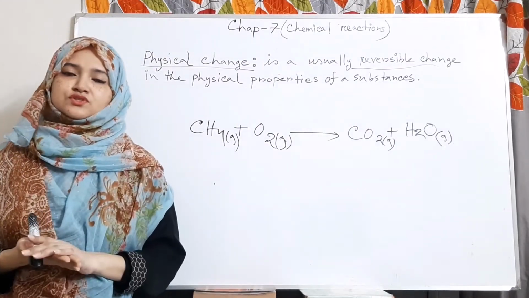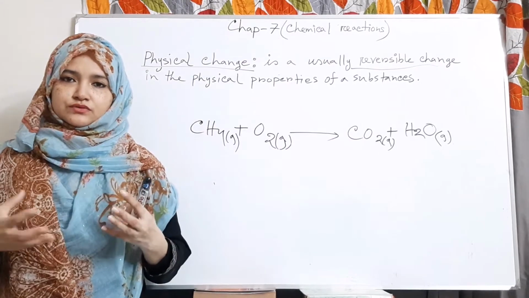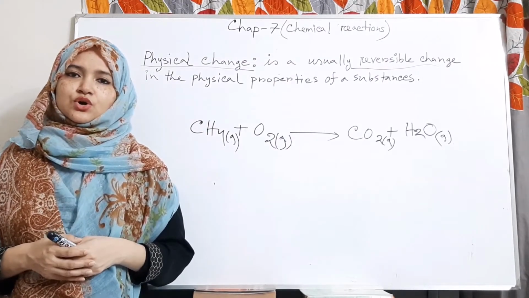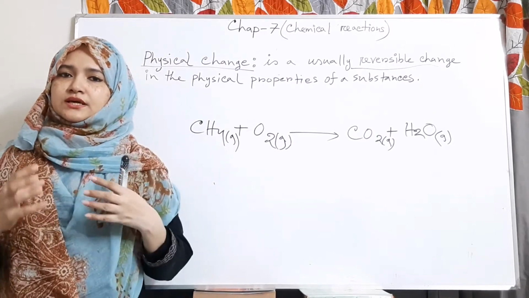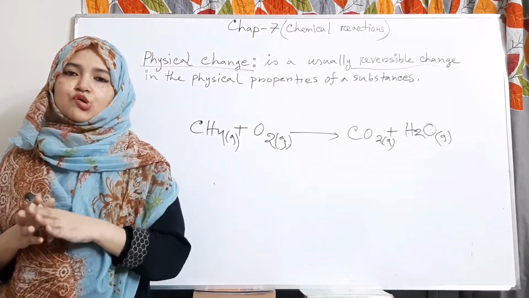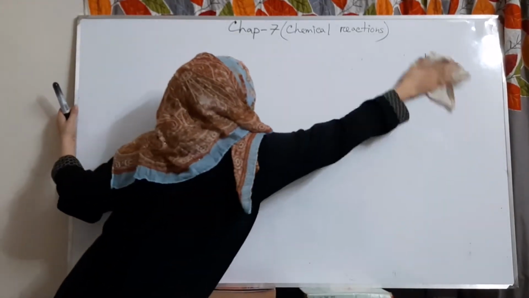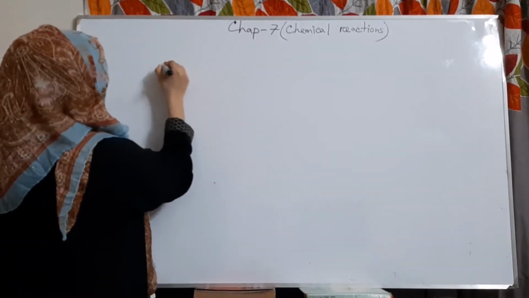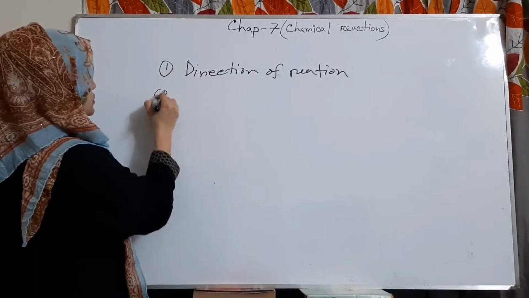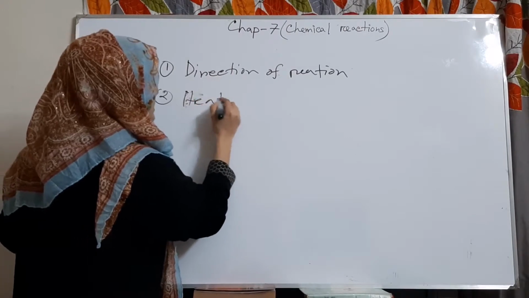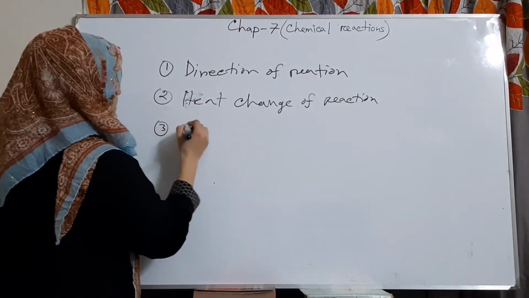The next topic is the chemical reaction, types of chemical reaction. There are many types of chemical reactions that always happen in our surroundings. Mainly, chemical reactions are classified depending on three main bases. Number one is direction of the reaction, number two is heat change of the reaction, and number three is electron transfer.